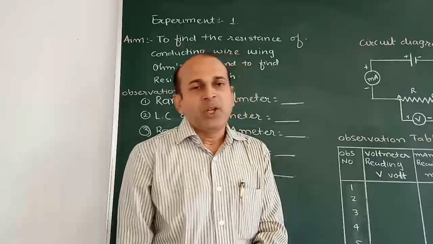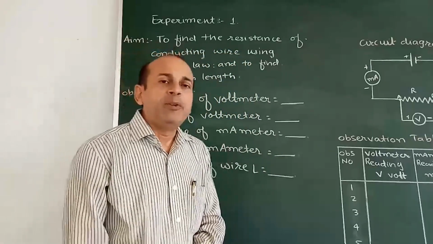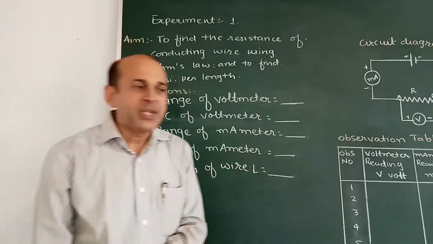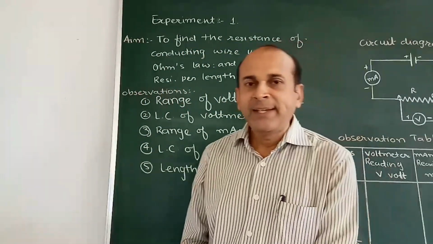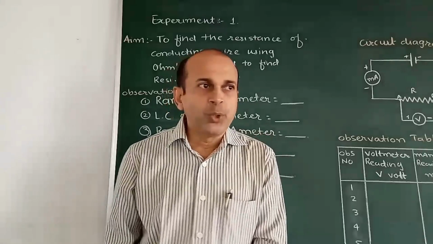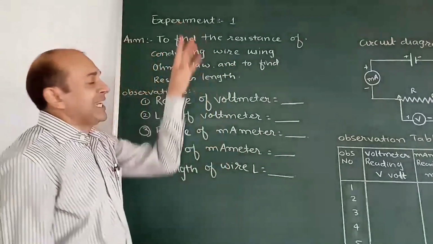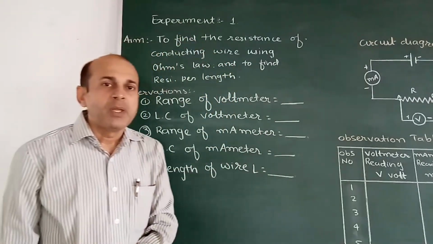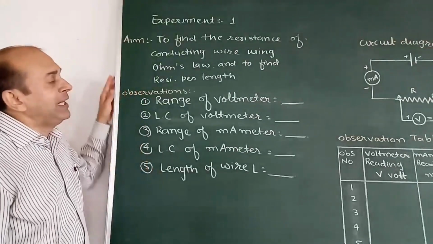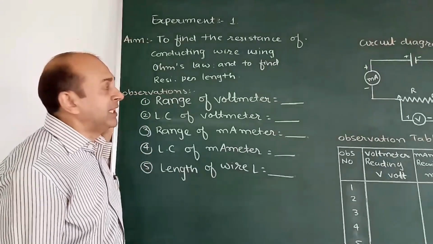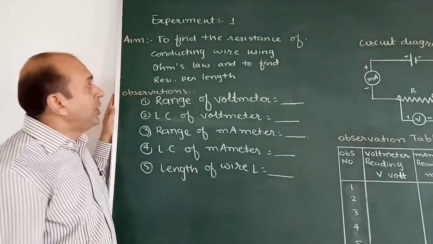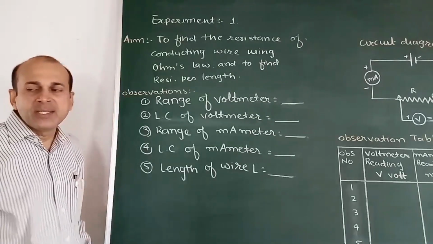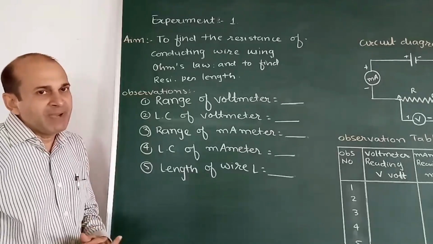Now, welcome to the physics lab. Today, we are going to start the first experiment to find the resistance of any conducting wire. So, here, experiment number 1, the aim is to find the resistance of a conducting wire using Ohm's law, and to find the resistance per centimeter of this wire.